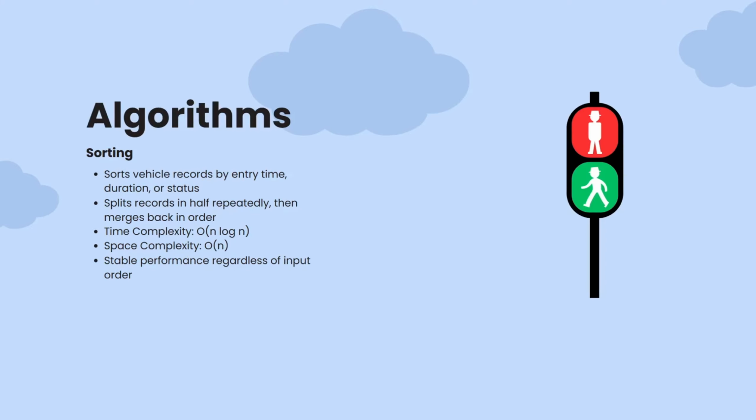And this one is the algorithm. The algorithm here is sorting. The sorting sorts vehicle records by entry time, duration, or status. We can sort by these three, and we split the records in half repeatedly, then merge back in order. For time complexity, it's O(n log n). The space complexity is O(n). Lastly, we use this sorting for stable performance regardless of the input order. And next, I will pass it to Sathya.